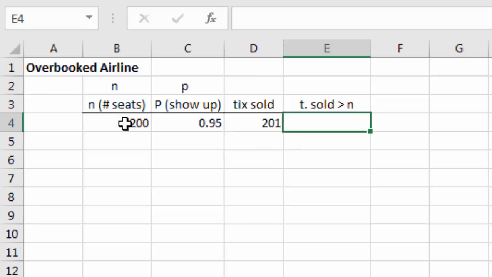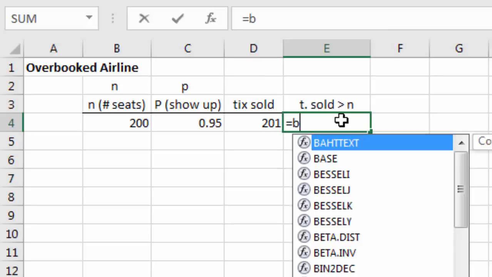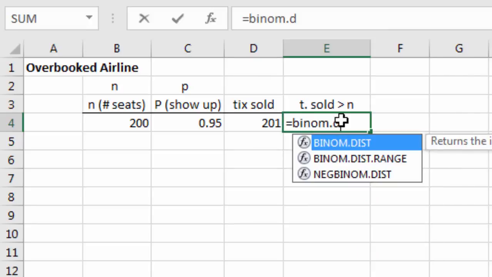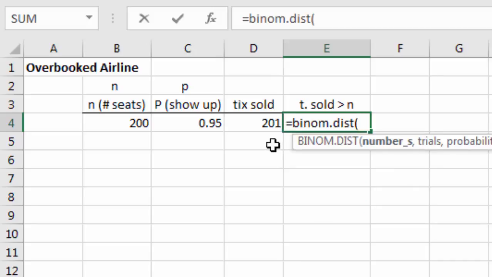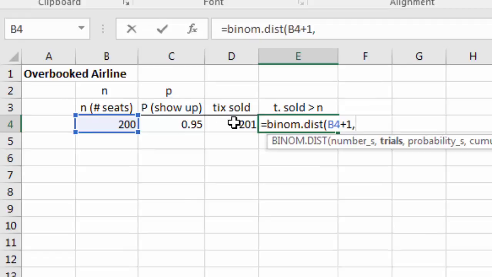And then to calculate the probability that when selling 201 we overbook, which gets us something greater than 200, we can run a binomial distribution. So binom.dist, number of successes, is basically going to be the number of seats available plus 1, because the problem said what's the probability of overbooking, not overbooking by a particular amount. So anything greater than the number of seats available. So we'll just add 1 to it. And we have 201 trials. We have 201 opportunities, an individual 95% chance for the people to show up.